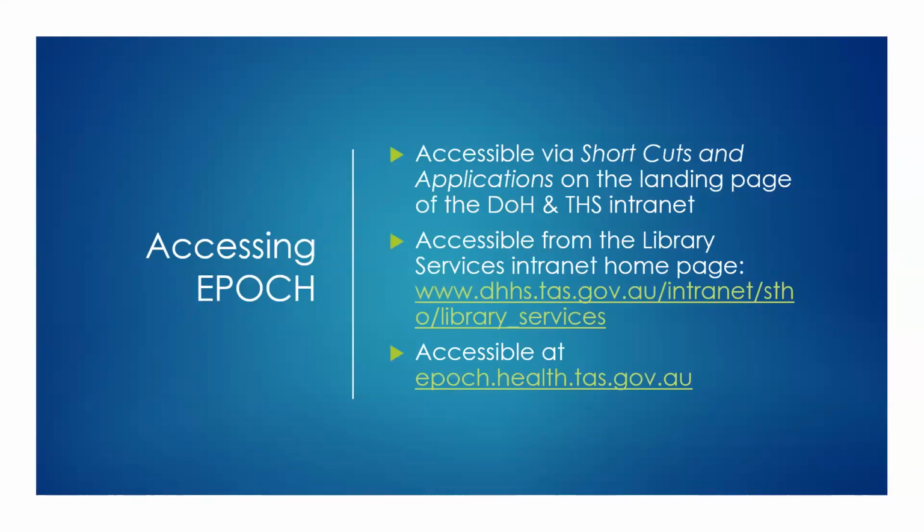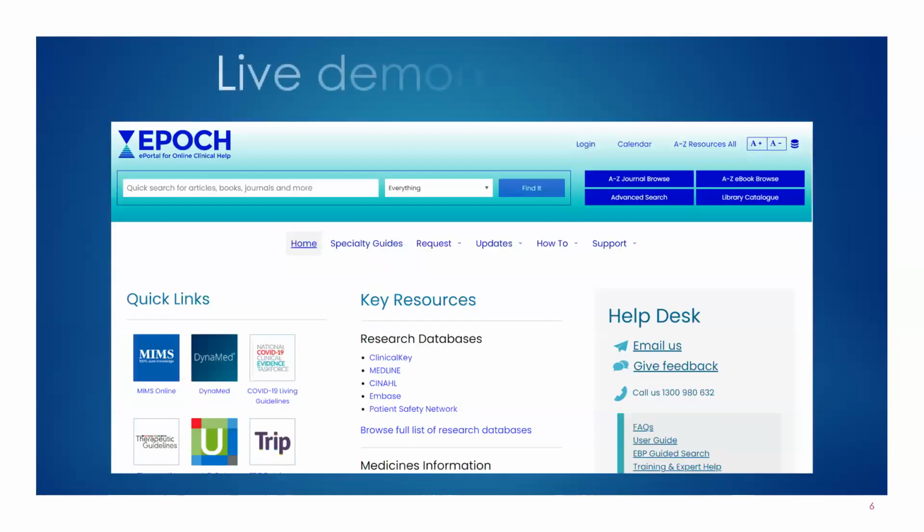So you can access EPOCH a number of ways. It is accessible via shortcuts and applications on the landing page of the Department of Health and Tasmanian Health Service intranet. It's also accessible from the Library Services intranet homepage, and the address for that is there as well. Or it is accessible at epoch.health.tas.gov.au. And I'm just going to jump into my Chrome browser now, and we'll have a little look around.